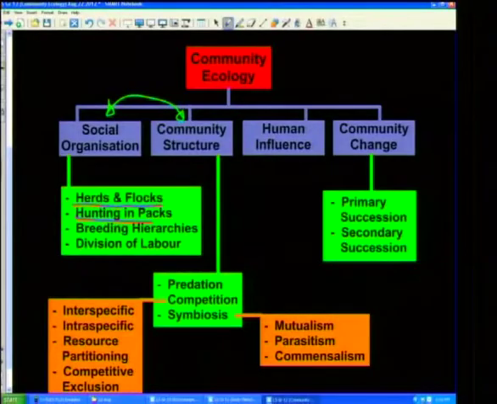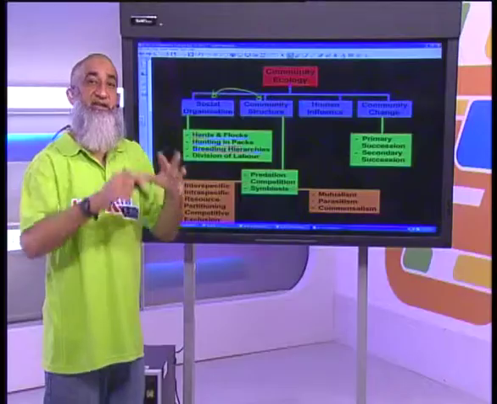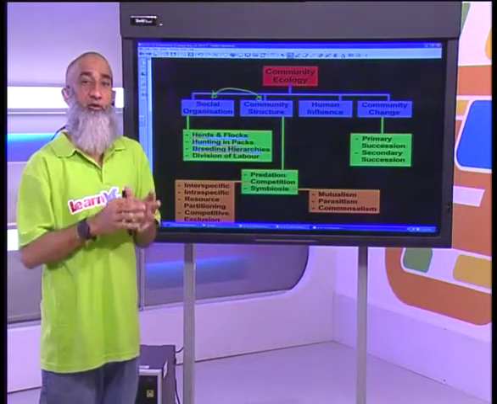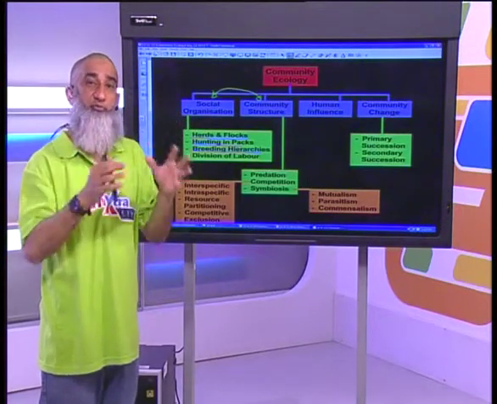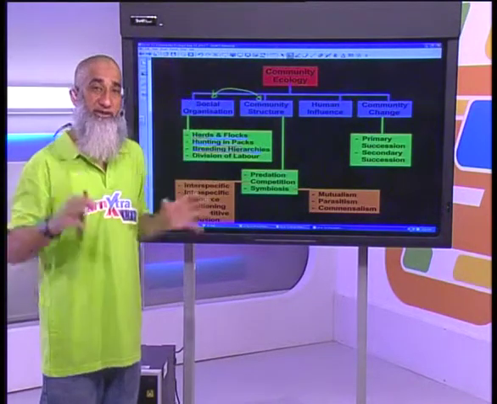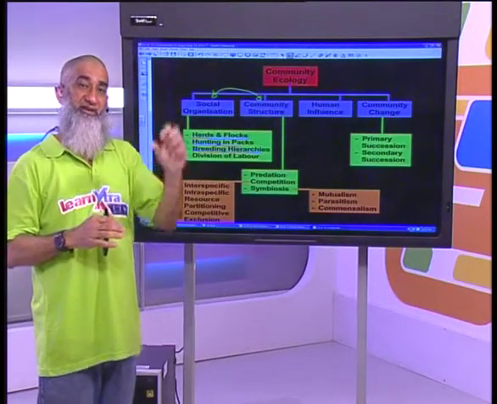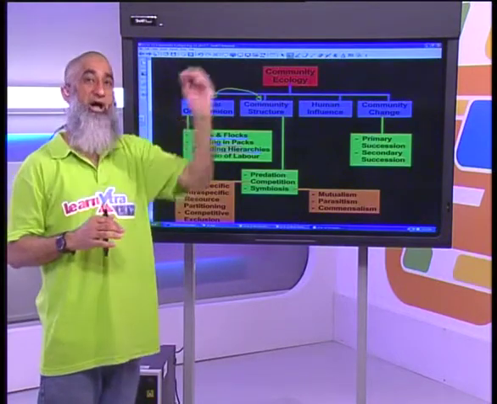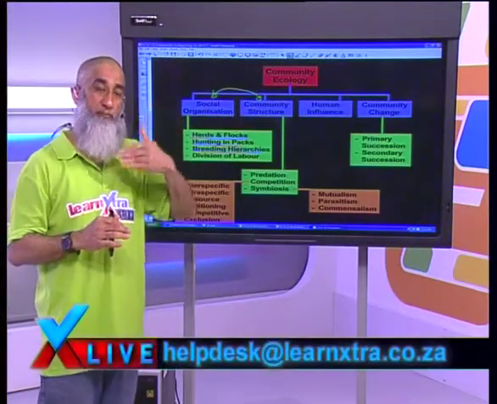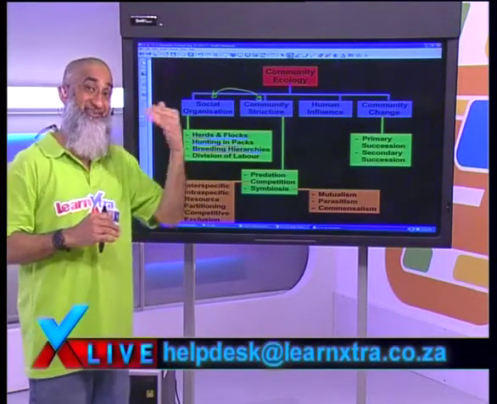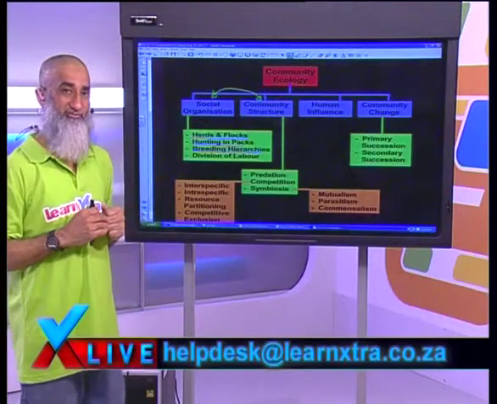Then we have breeding hierarchies. Breeding hierarchies means that in a particular population, there would be only one or a select few pairs that will be able to mate. The others will not mate in that time until the dominant pair wanes out or they are outcompeted and they move out of the population. And then the next pair will take over from there.